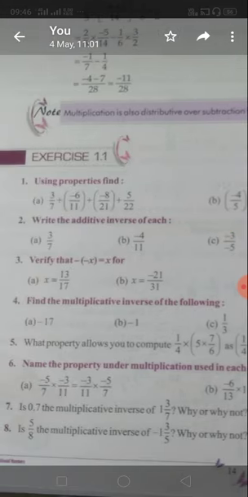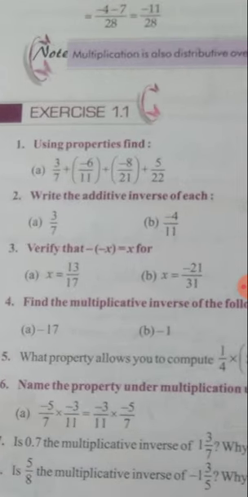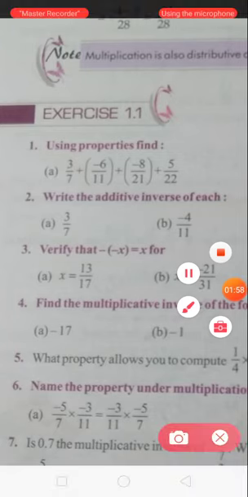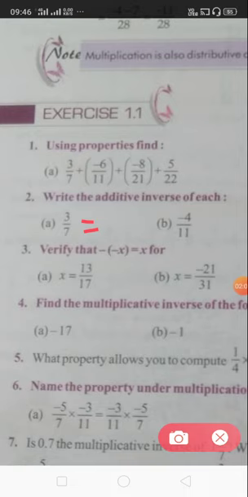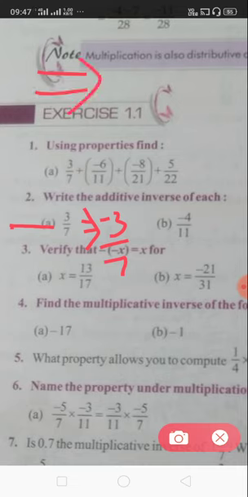Okay, now write the additive inverse of each. Additive inverse is very simple, you just change the sign. Here you write the additive inverse of 3 by 7, equal to minus 3 by 7. Otherwise you use the implies sign. This sign is implies. It implies this way.